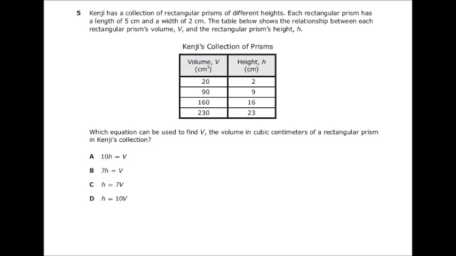Okay, so let's get started. So we have a length of 5 centimeters, we have a width of 2 centimeters, and we're trying to find the volume. So that's what we're trying to find. So we know that volume is equal to length times width times height, okay? Or we know it's big B times H, and the big B is the area of the base.